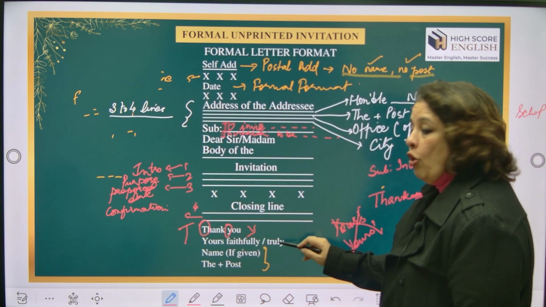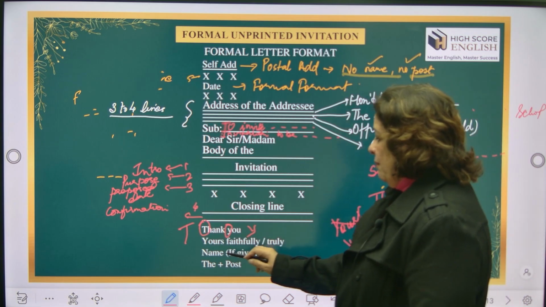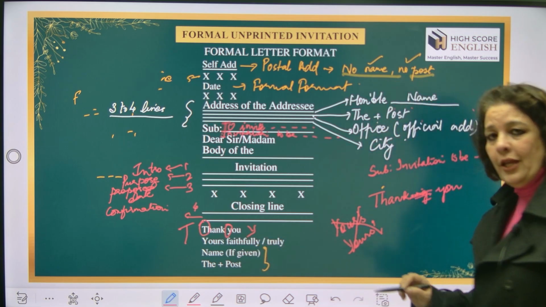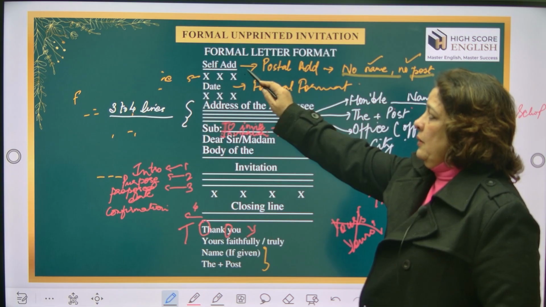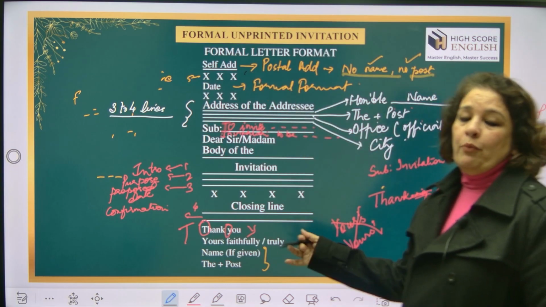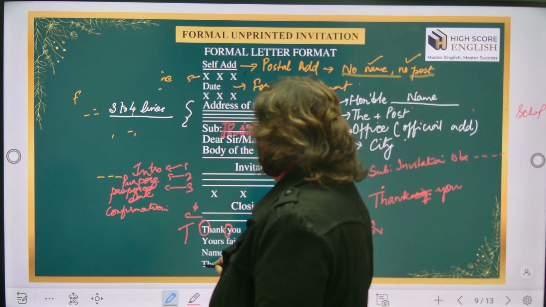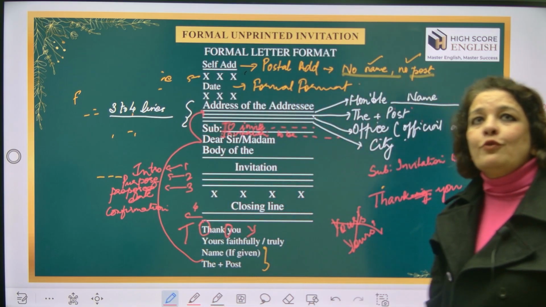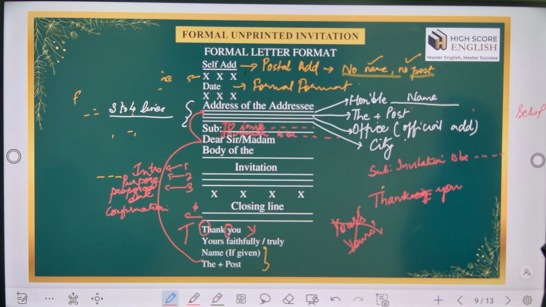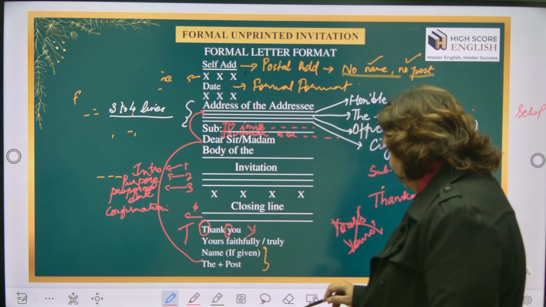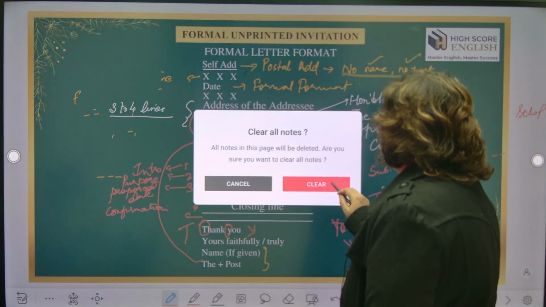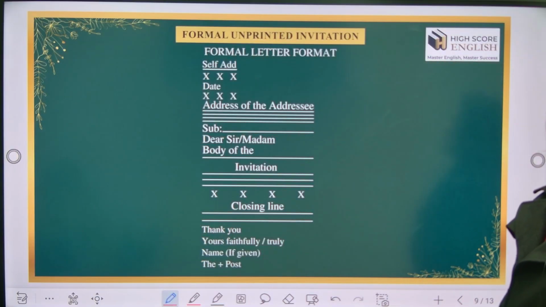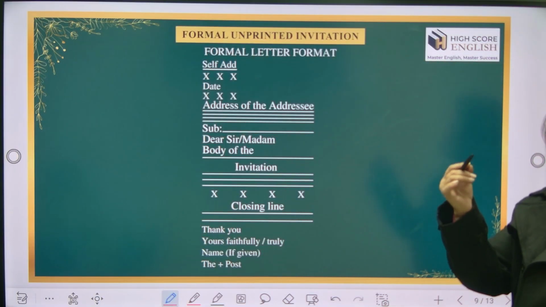Then faithfully or truly. Name, if it is given, then you will write your name, one who's writing the letter, and the post is always going to be there. Why? Because it is written from one post to another post. It goes from post to post. So post is always going to be there. Just keep this thing in mind. One more thing I just want to tell you, that when we are doing this, you have to keep a few things in mind.